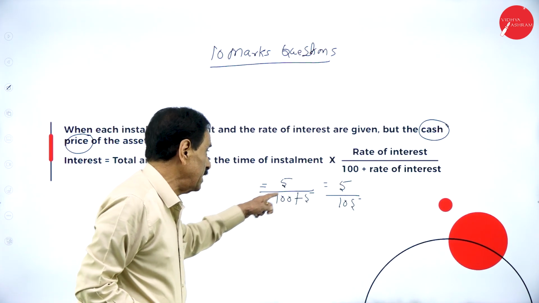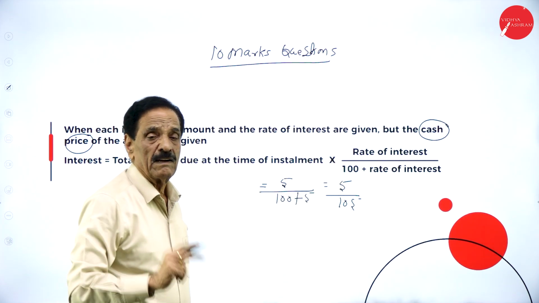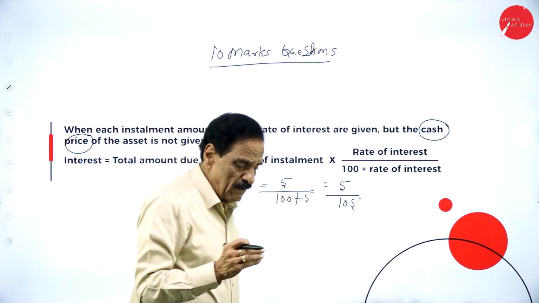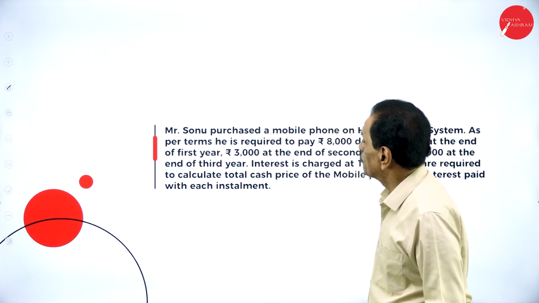Rate 5% divided by 100. What is the rate of interest? 5 by 105. If it is 2%, it is 2 by 102. This is a method. Now I will show how to calculate this. Very, very simple.